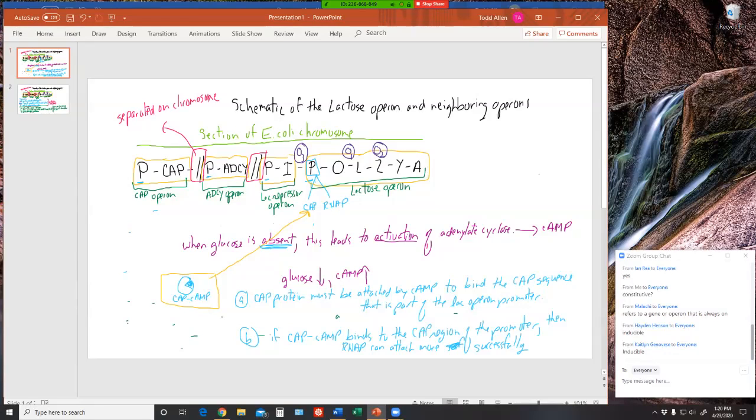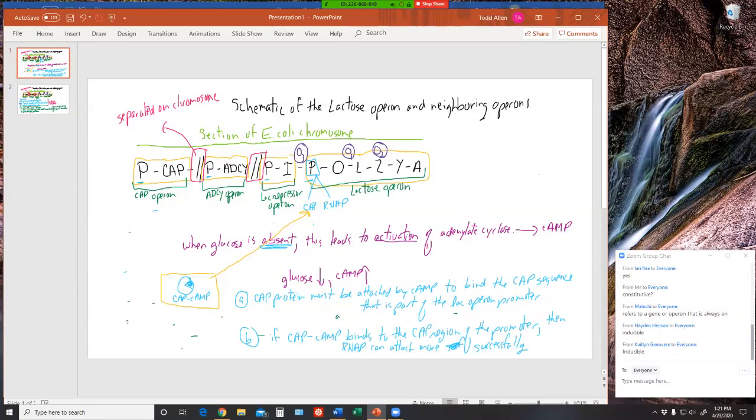So when cyclic AMP is available, it binds to the cap protein, and then this complex of cap and cyclic AMP binds to the promoter region of the lactose operon, and it bends the DNA so that RNA polymerase can attach to that promoter. And if RNA polymerase can attach to that promoter, there's a good chance it can transcribe these genes, Z, Y, and A.